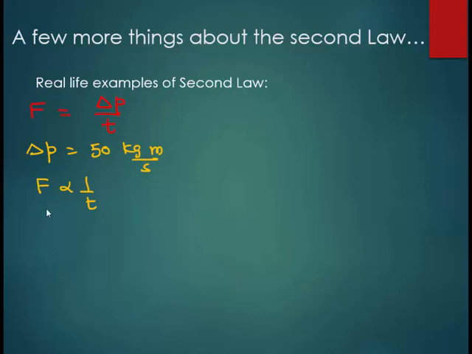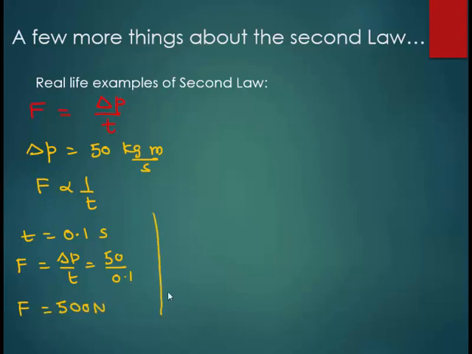Let us take some values. Delta P is 50. If I take T equal to, let us say, 0.1 second, in that case force will be delta P by T, which is 50 divided by 0.1. This will give me a value of F as 500 Newton. If I take T as 1 second, F will be delta P by T, 50 divided by 1, and that will give me a value of F as 50 Newton.